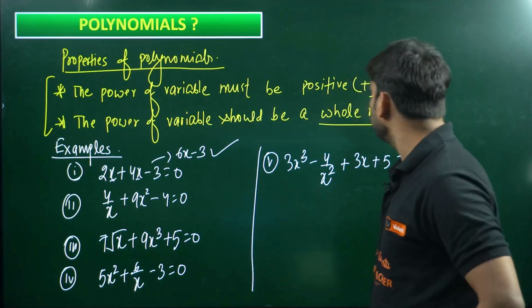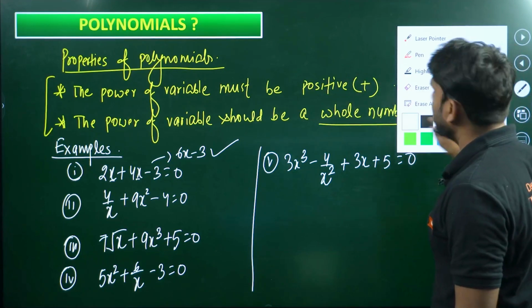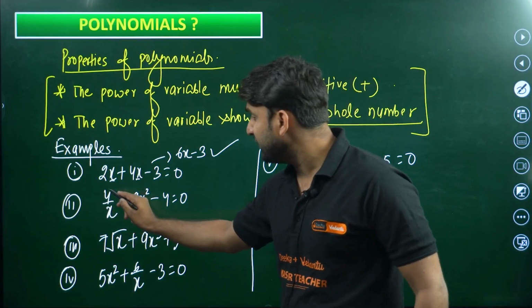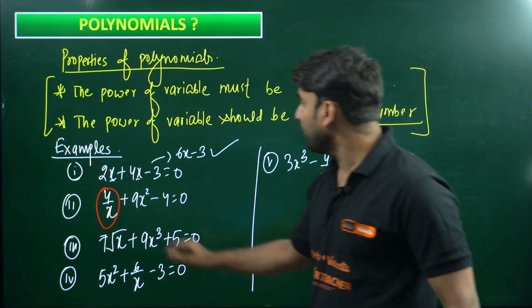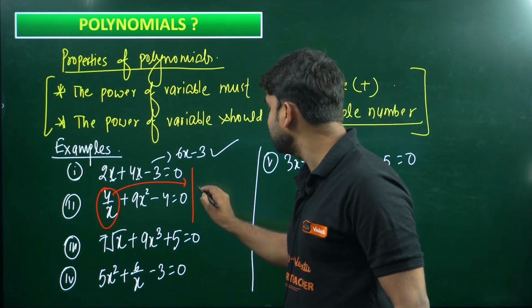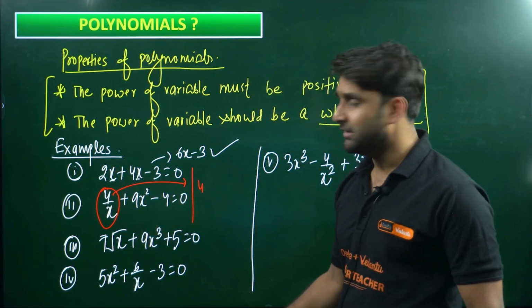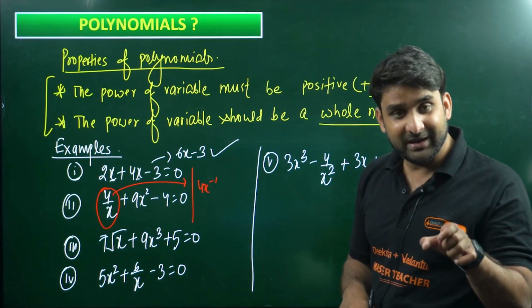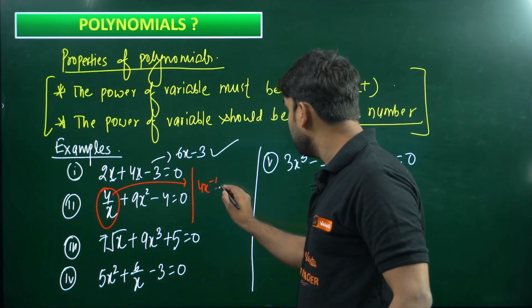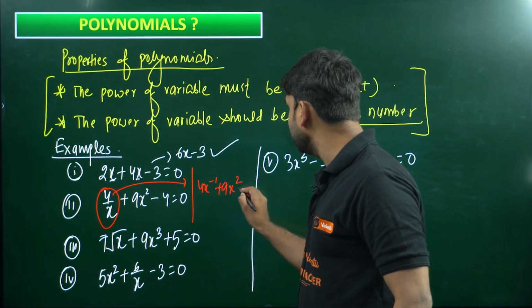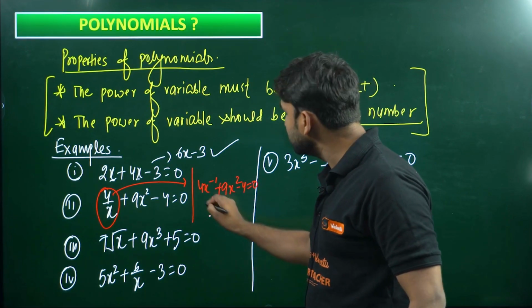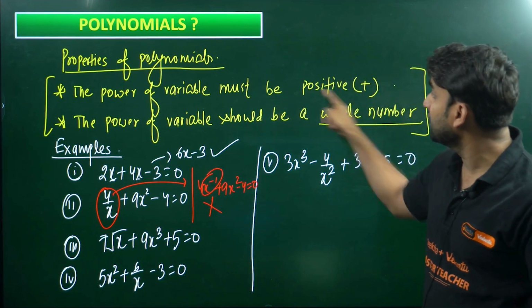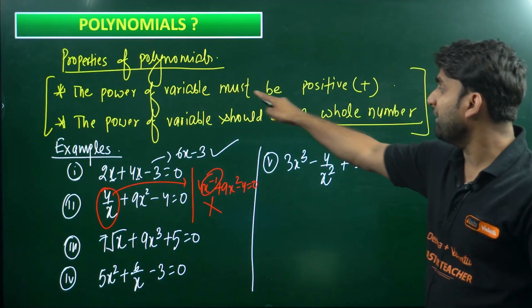Now moving to the second. Is the second one a polynomial or not? It will not be a polynomial. Why? My dear champion, here is 4 by x. When you write 4 by x, after taking x in the numerator, the power is 1, so the power will become negative, x to power minus 1. 4 by x means 4x to power minus 1 plus 9x square minus 4 is equal to 0, which is not a polynomial. Why? Because the power of the variable is negative, which is violating the first rule: the power of the variable must be positive.